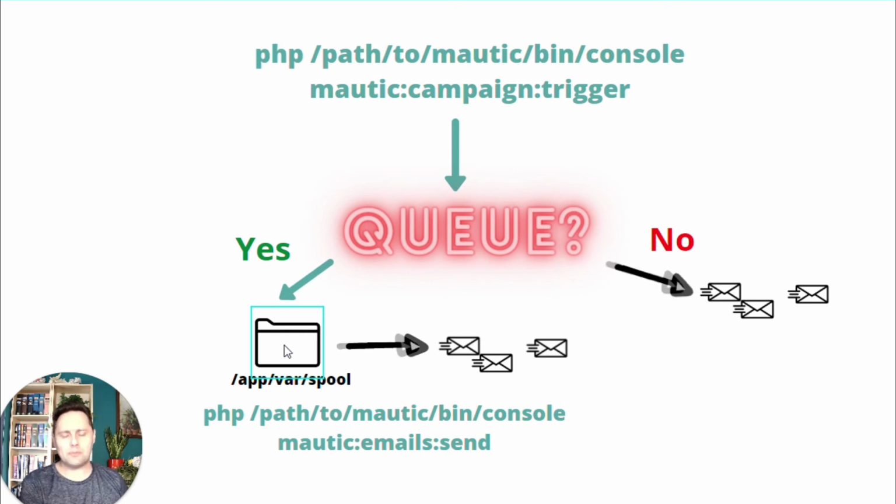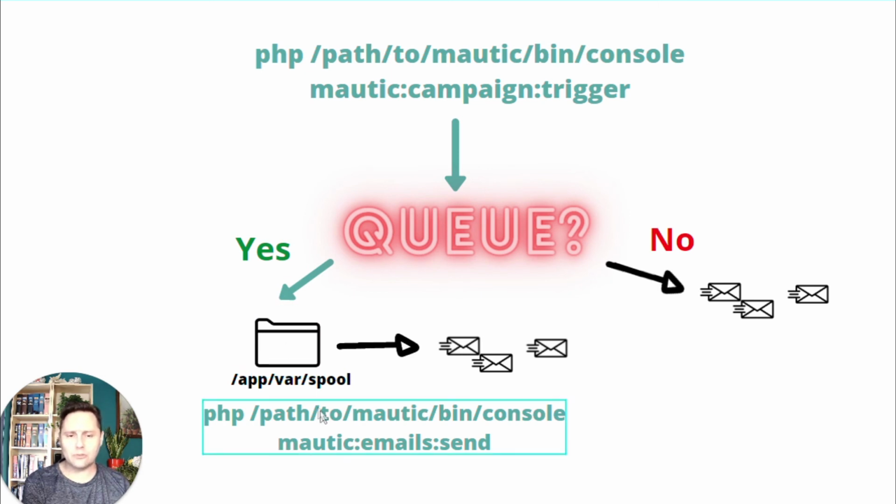So if you have some problems and you need to troubleshoot, always check if your app var spool is empty indeed or there are files hanging out. And if there are files still, then try to run this command by hand, and if you're getting any error, then you understand that's the part which needs fixing, because that's the cron command which is not working.